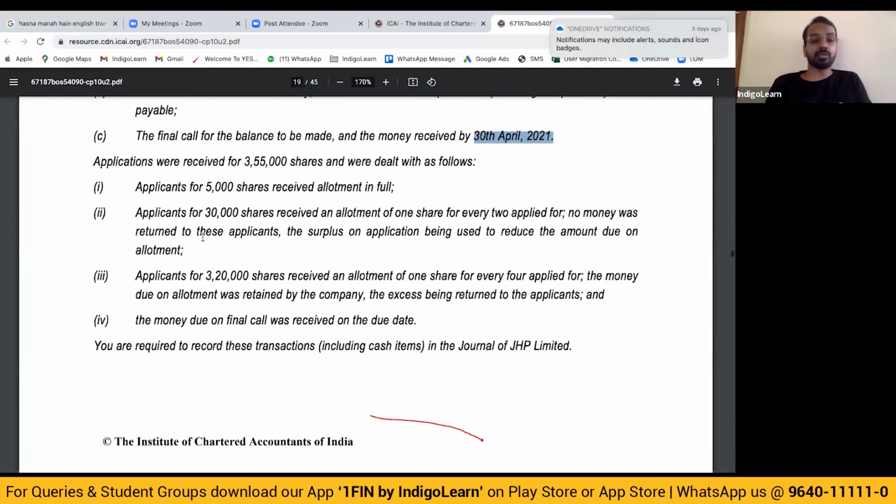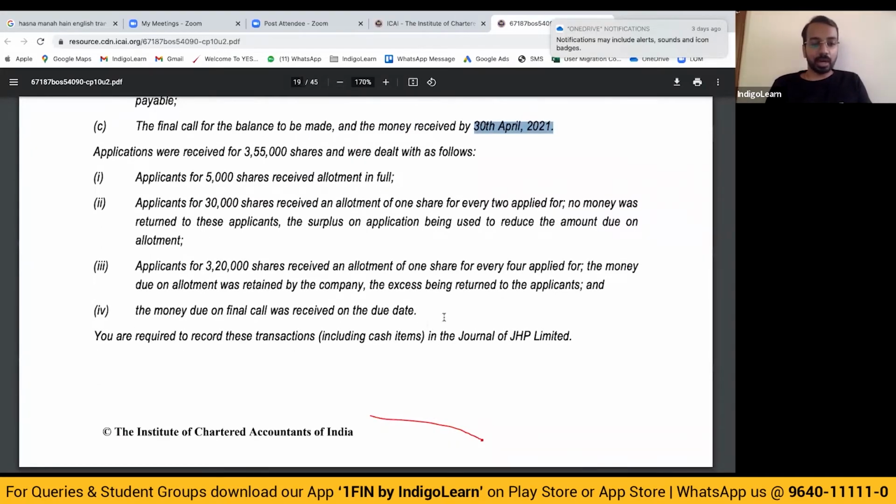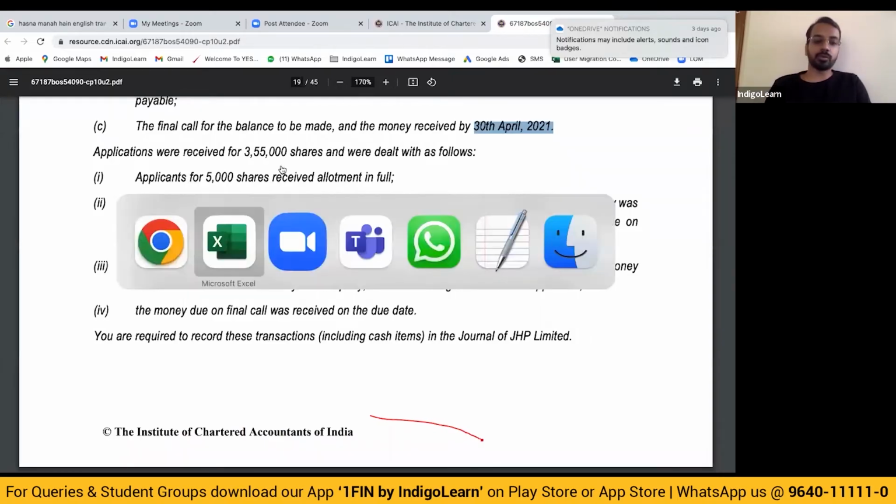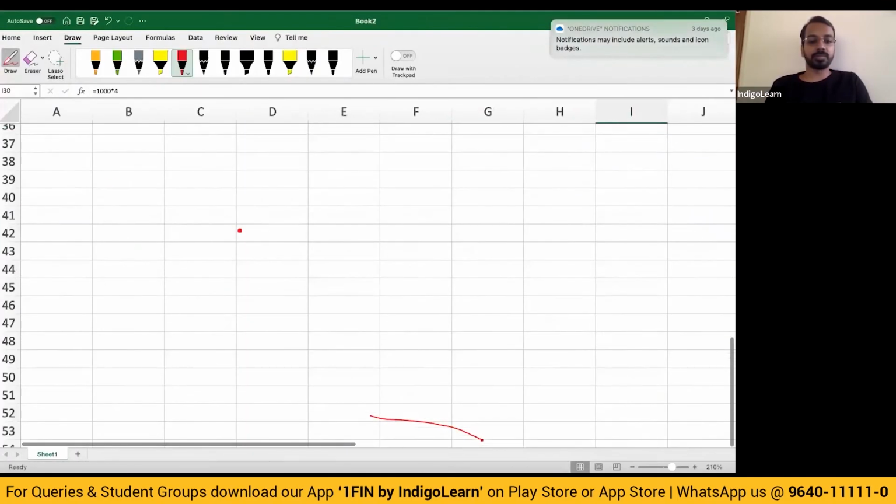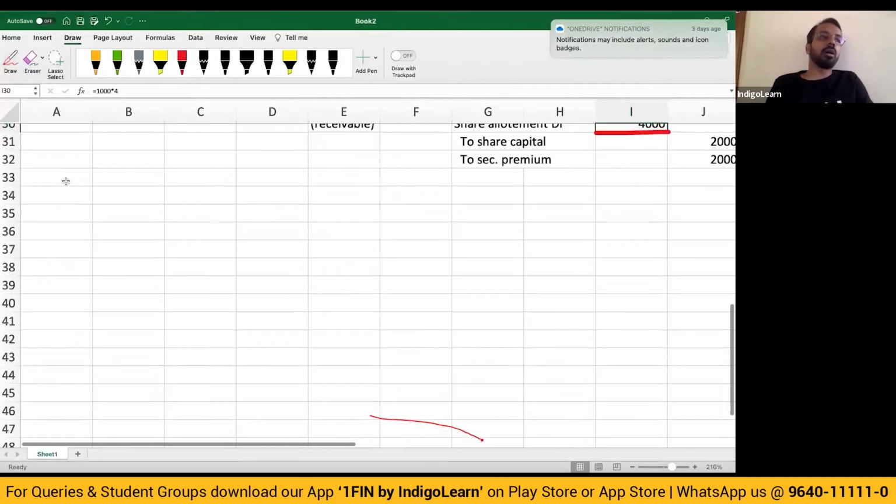What is tricky in this question is this allotment or pro rata allotment. Now what do they say? Applications for 5,000. Total applications received are 3,55,000. So let us start writing down. And whenever you get a complex question in the examination with lots of information, what you need to do is you need to write them down. Once you write down the information, it becomes easier for you to understand and solve the problem.